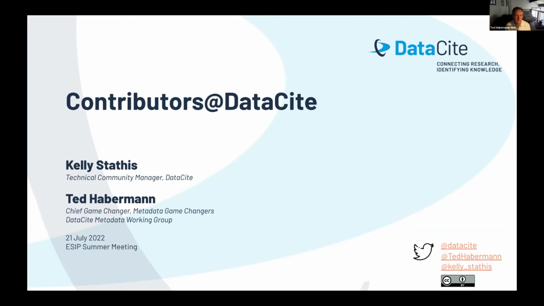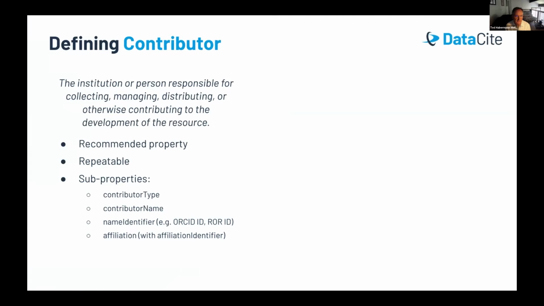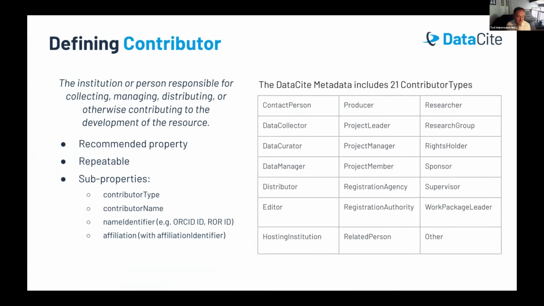Thanks, Madison. I'm going to go first. I'm Ted Haberman, as Madison said, and Kelly and I will be talking about contributors at DataCite. This is a few facts about what the contributor metadata element looks like at DataCite. It's a recommended property, not required. It's repeatable. You can have multiple contributors, and each contributor has a name and a type and a name identifier, and then an affiliation with the affiliation identifier for that contributor. So you can acknowledge people as well as the organizations that they're working for.